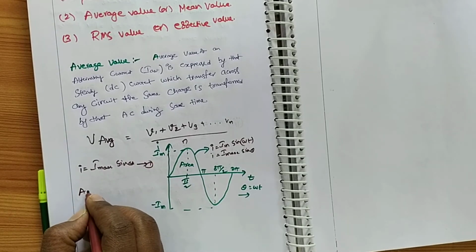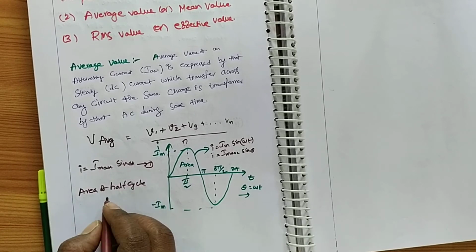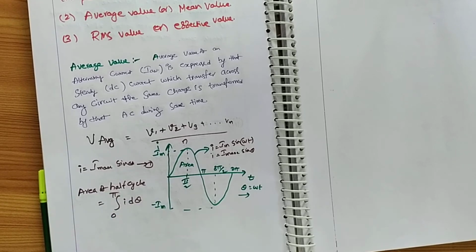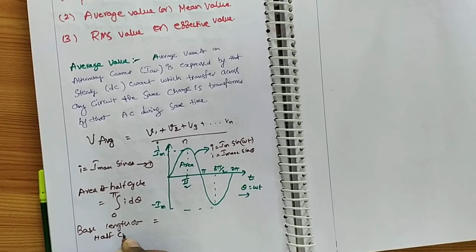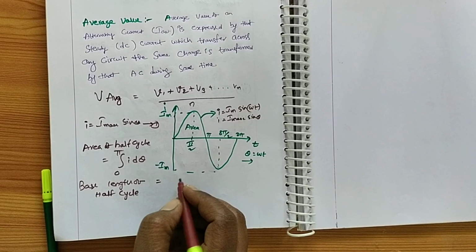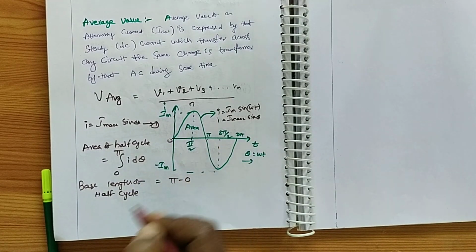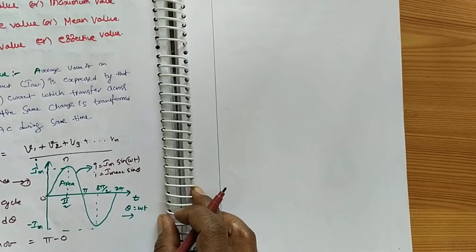Now consider the area of a half cycle. The area of the half cycle equals the integral from 0 to pi of I d theta. The base length of the half cycle is pi minus 0, where pi and 0 are the limits, so the total length is pi minus 0. Therefore, the average value can be calculated.